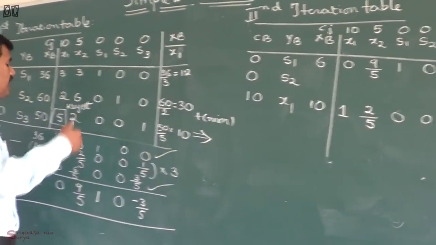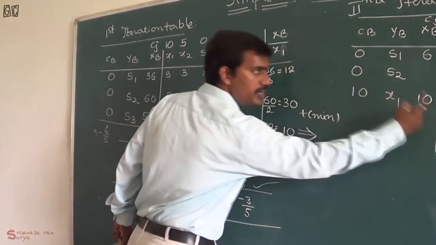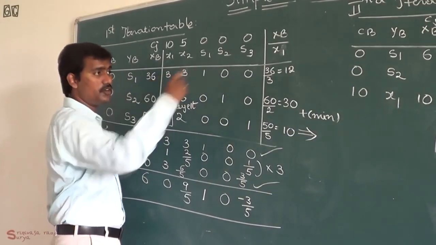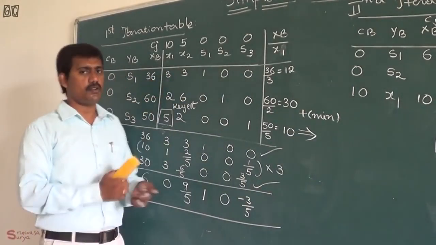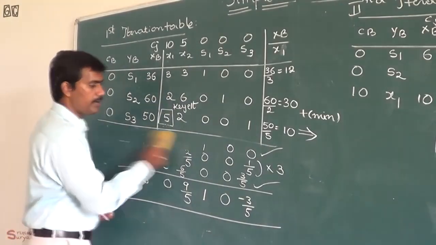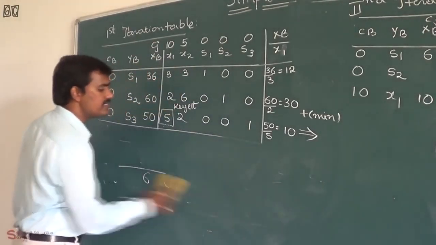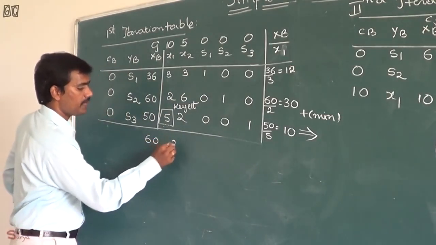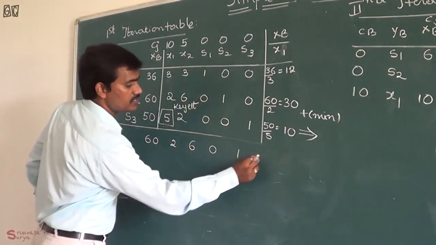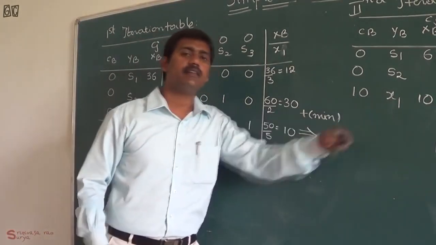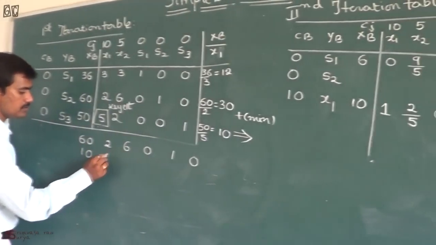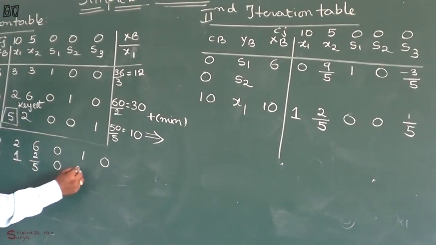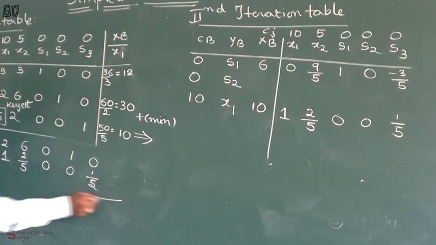Now, we are going to make this key element unity and make all the elements in the key column 0. Already we made this 3 as 0. Now we have to make this 2 as 0. The same tempo we have to apply here. Consider the entire second row, that is 60, 2, 6, 0, 1, 0. Again we have to consider the key row, that is 10, 1, 2 by 5, 0, 0, 1 by 5.